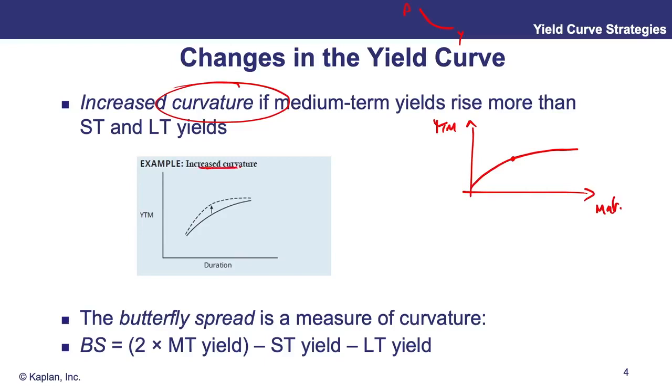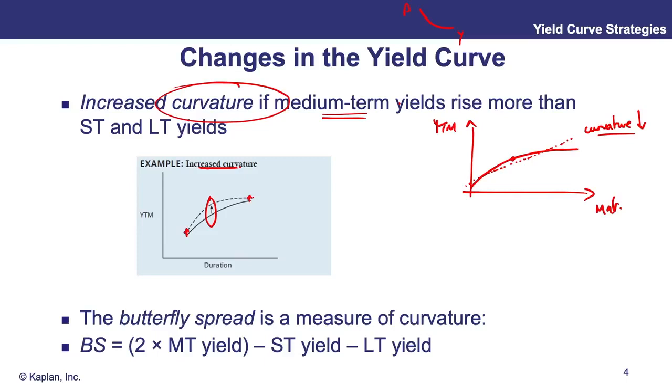Less curved would mean we become more of a straight line. So this is a decrease in curvature. All right, that's curvature falling, where we're becoming more of a straight line. Now, generally, the curvature increases if intermediate medium-term rates rise by more than short-term and long-term rates. You can see that there. That's an increase in curvature.